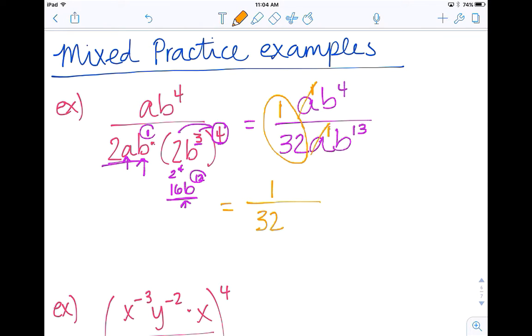Then for the b's, 4 minus 13 gives us a negative 9. Since we get a negative exponent, we know our variable will go in the denominator, where the exponent will become a positive 9. The negative is just telling us where to put it, and then our exponent is positive in that place. So our final answer will be 1 over 32 b to the 9th power.